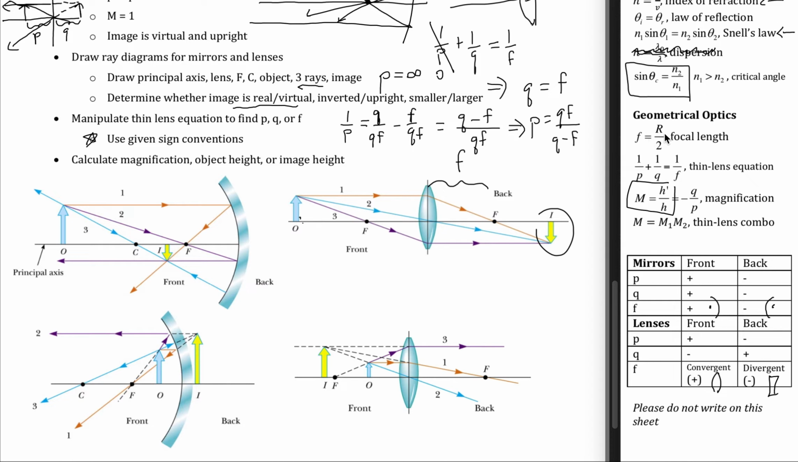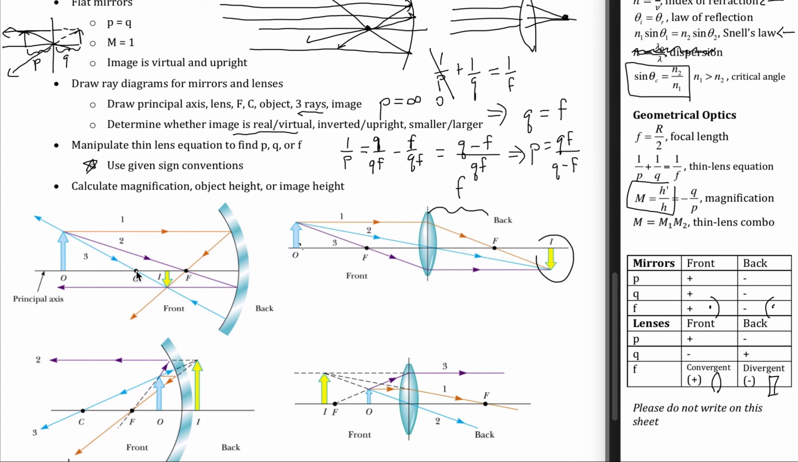The last two equations I forgot here. So if you are given a mirror and you're given its radius of curvature, that corresponds to the distance here from the mirror to the center of curvature, that's R. Make sure to divide that by 2 to find the focal length.